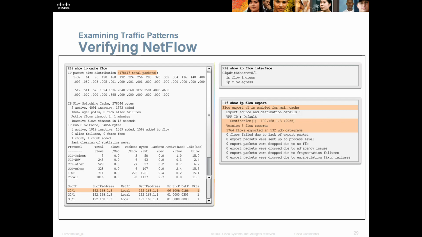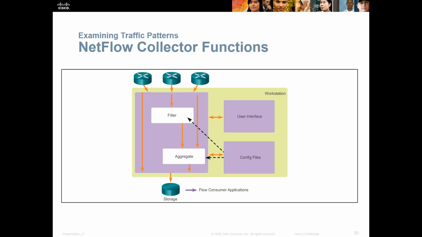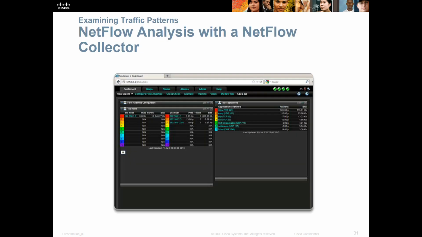Verifying could be show IP cache flow, show IP flow interface, show IP flow question mark. NetFlow collector functions: basically, there is a filter, an aggregate, and the way that we handle the different configuration and user interactions with this. Here are the NetFlow analyzers with a NetFlow collector. Basically, you start seeing kind of who's doing what, what packets are being used, and so forth.